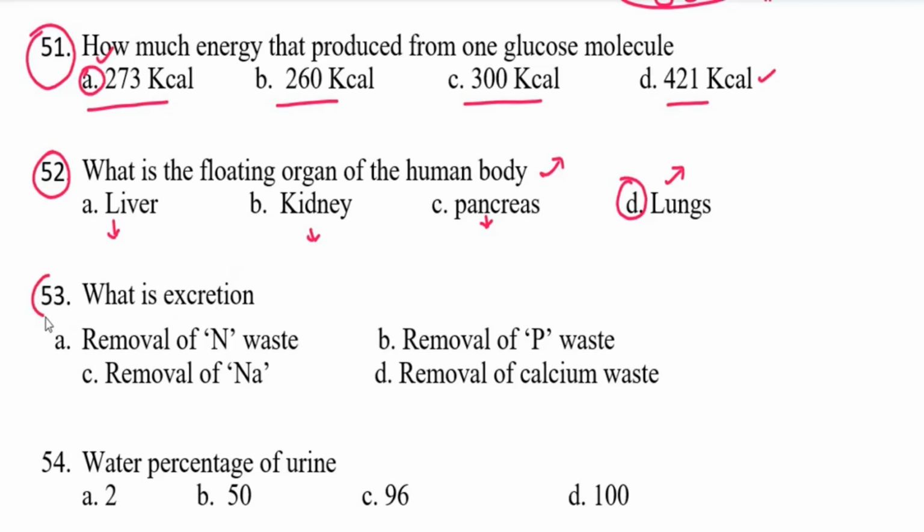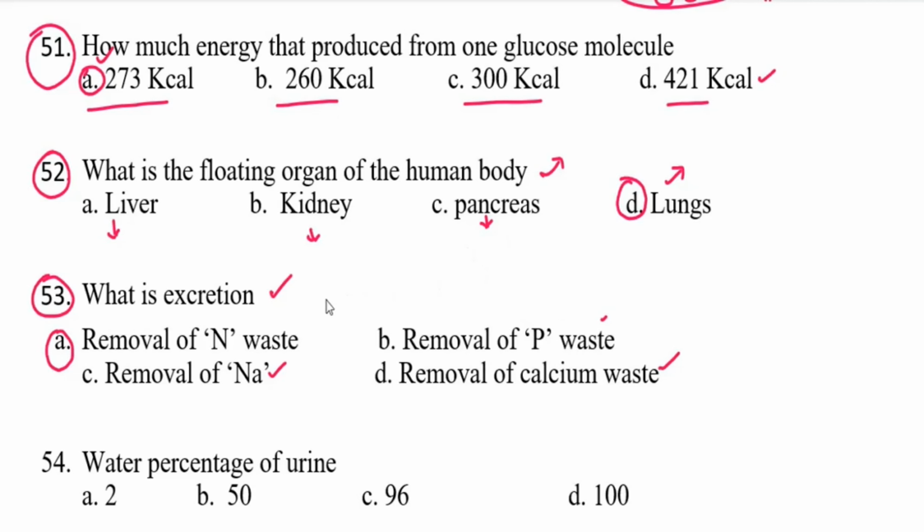Coming to the 53rd question. What is excretion? In the last class we discussed that excretion is done by the kidneys with the help of nephrons, the functional unit of kidneys. Here the question is, what is excretion? The options are removal of nitrogen waste from the body, removal of phosphate or phosphorus waste from the body, removal of sodium waste from the body, removal of calcium waste from the body. The absolute answer is the removal of nitrogen waste.